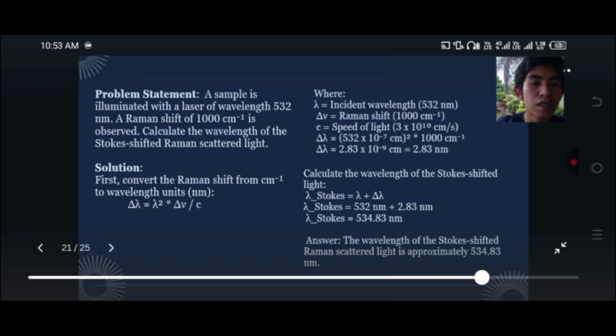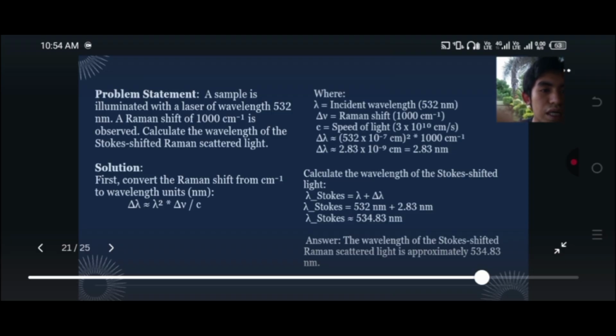Solution. First, convert the Raman shift from inverse centimeters to a wavelength unit, nanometers, using the formula: change in wavelength is equal to lambda squared times change in nu divided by the speed of light, where lambda is the incident wavelength of 532 nanometers, change in nu is the Raman shift of 1000 inverse centimeters, and the speed of light is 3 times 10 to the power of 10 centimeters per second. Let's proceed to the calculation, converting from centimeters to nanometers. The result is 2.83 nanometers.